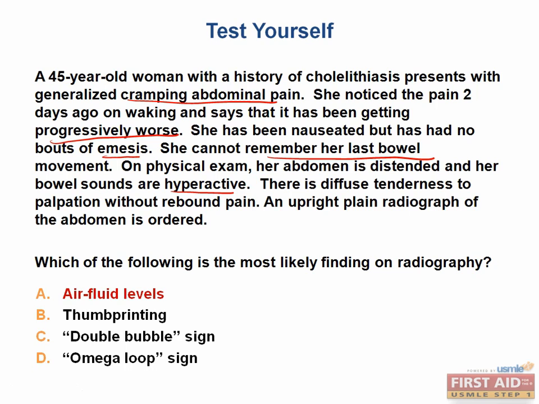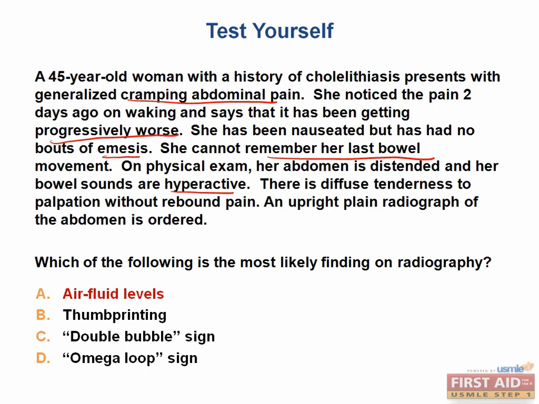Of note, it is important to remember that cholelithiasis increases the risk of developing a small bowel obstruction due to a gallstone ileus. She's at risk for having gallstones in her gallbladder. Remember the 4 Fs: 45-year-old woman, 40s, female, and fertile. In order to make a definitive diagnosis of a small bowel obstruction, you require an upright plain abdominal radiograph, and this reveals air fluid levels in the bowel, hence why A is correct.